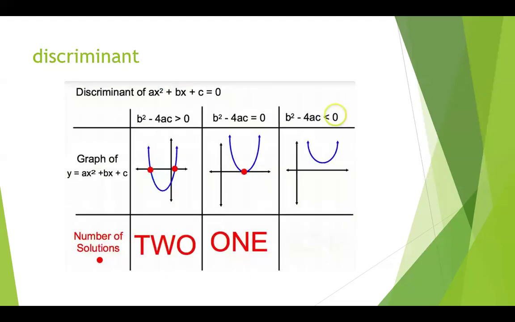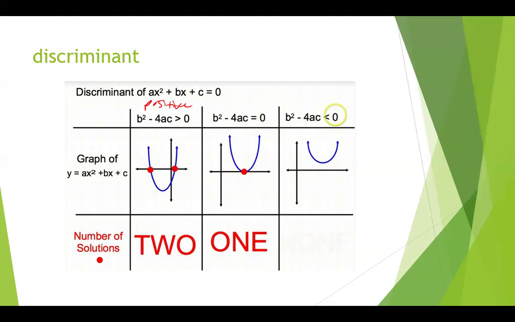When your discriminant, b squared minus 4ac, is greater than 0, which means that it is a positive number, that means you have two possible solutions, okay? That means that your quadratic function is crossing the x-axis twice, all right?